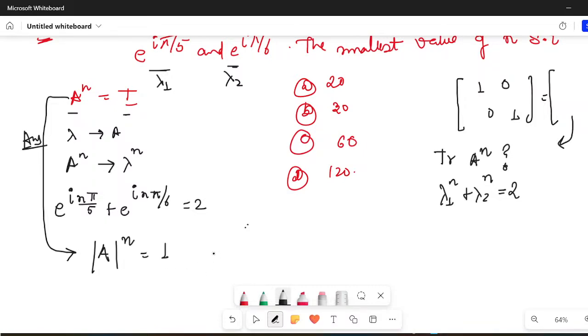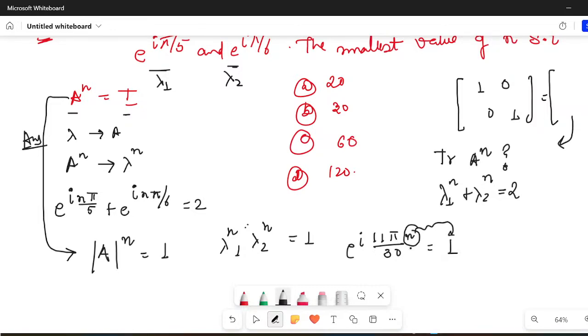And I already know that the determinant of a matrix is equal to the product of eigenvalues. So it equals lambda 1 raised to power n times lambda 2 raised to power n, and this should be equal to 1. I know lambda 1 is e, so it will give me e raised to power iota 11 pi upon 30 times n equals 1. And now I have to find the least value of n.